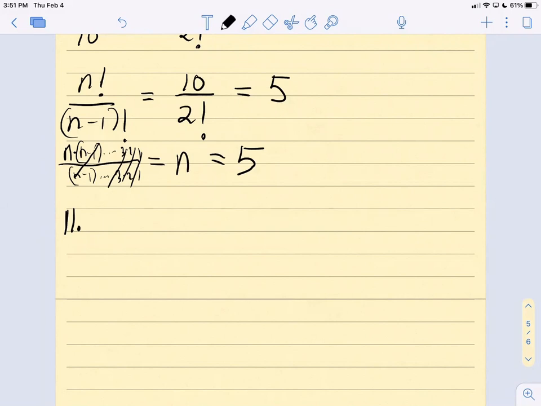Okay, number 11 says a crate of 10 working cars, and 4 defective cars.